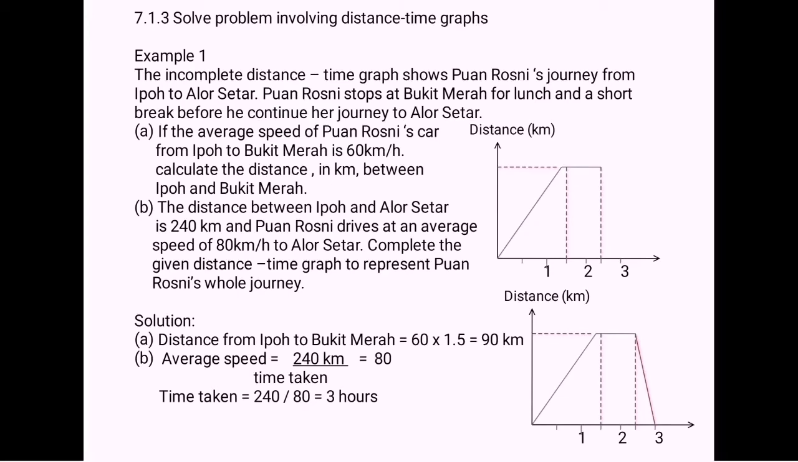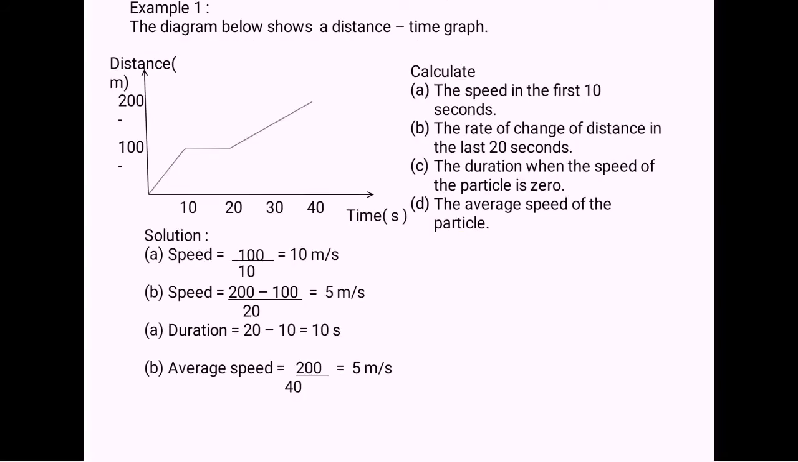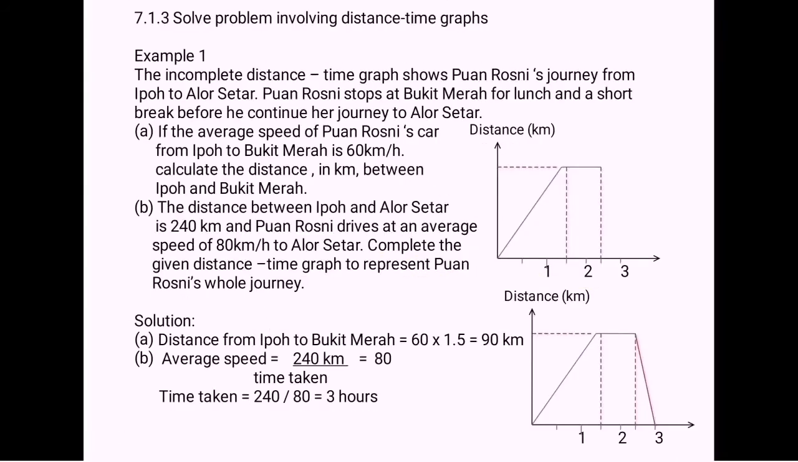Question 1. If the average speed of Puan Rosni's car from Ipoh here to Bukit Merah here is 60 km per hour, calculate the distance in km between Ipoh and Bukit Merah. So here is the unknown x. How to get x here?